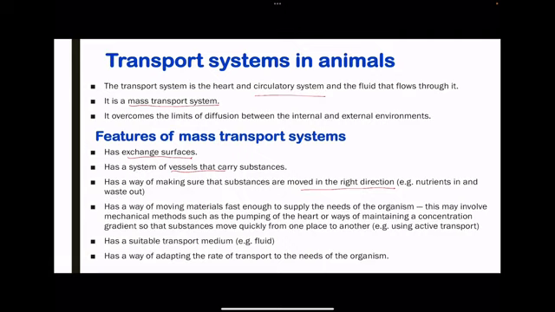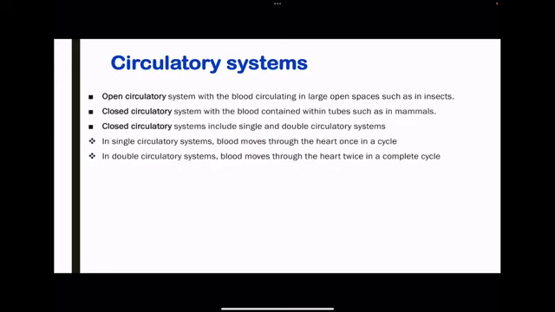A good mass transport system should also have a way of adapting the rate of transport to the needs of the body by altering the sizes of the blood vessels in order to increase the pressure or decrease the pressure so that sufficient blood reaches the organs in the right amount of time, carrying the nutrients that are required.